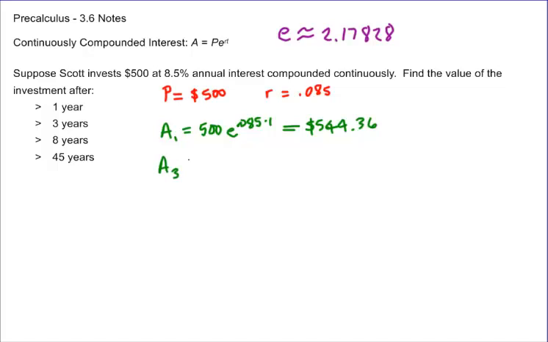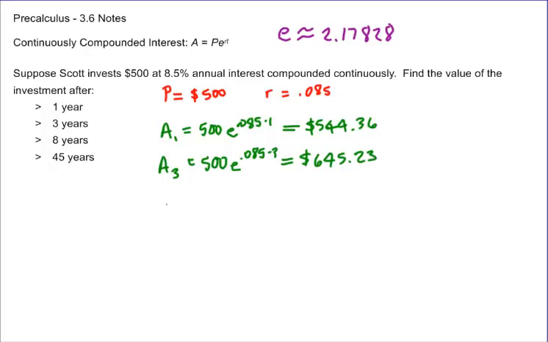So, what about after 3 years? Same setup. 500 times e to the 0.085 power, now times 3 though, because that's my time. And so what's that going to equal? Well, you just punch it into your calculator again. And this guy's going to end up being $645.23.